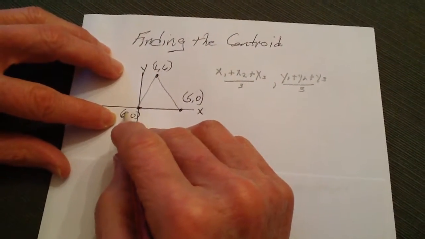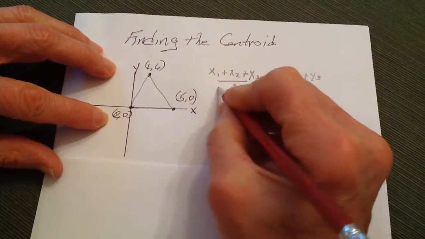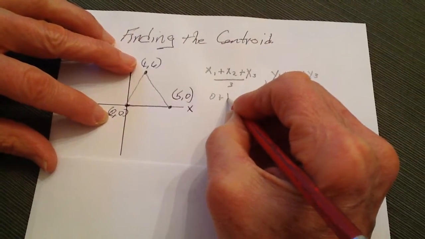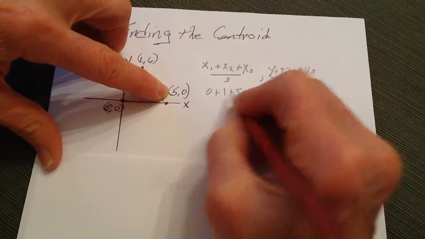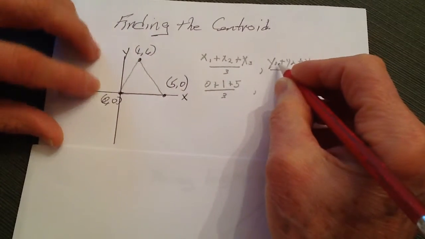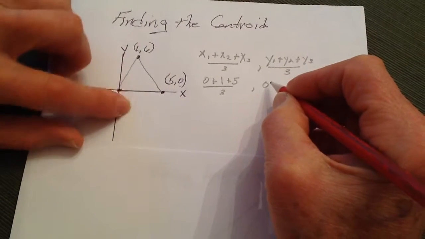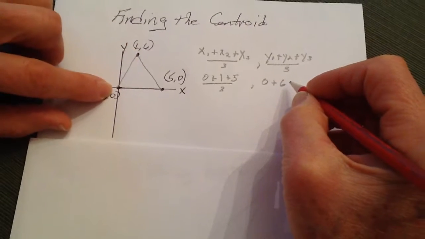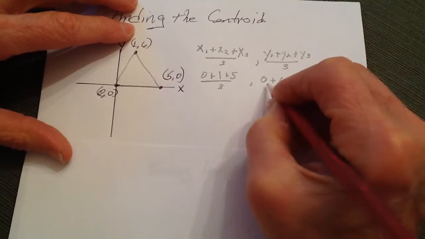So let's just go ahead and put these right here in order. My first x is going to be a 0, plus my second x, which is a 1, plus my third x, which is a 5. That's all divided by 3, comma. Let's go here and look at the y coordinate. The y starts over here with a 0, y1. y2 goes all the way up to 6 here, so that's going to be plus 6. And then I go over to right here, that was going to be a 0 for y3.